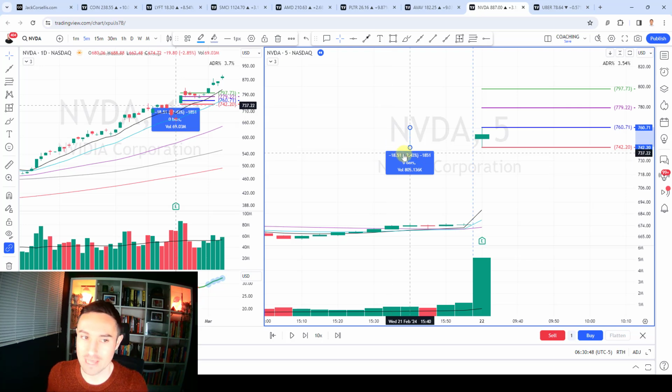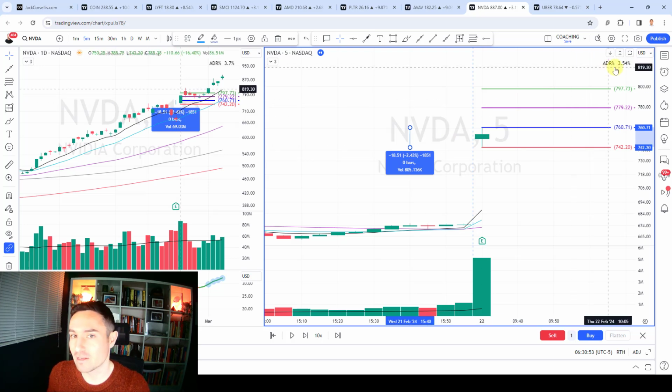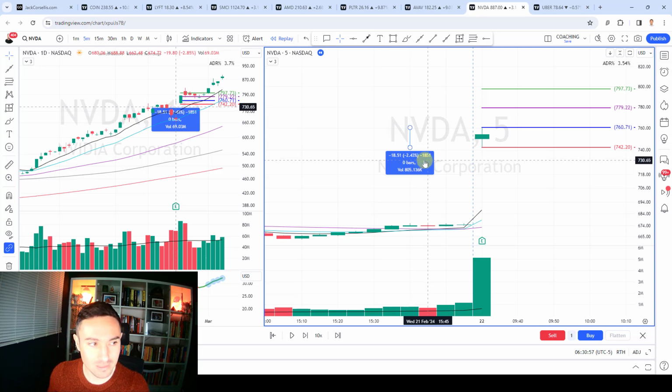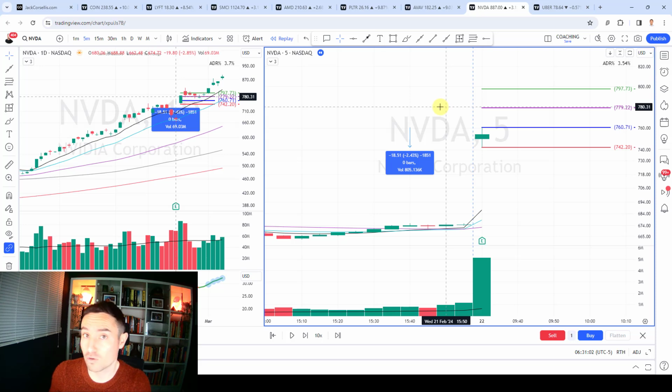$18.51 risk per share. That equates to 2.43% in terms of a percentage risk versus an ADR of 3.54%. It's around about 2/3. Okay, it's okay. So you're going in with arguably the institutional stock with initial stop of about 2.5% on an earnings gap. Favorable, not favorable. You've got to decide that for yourself.